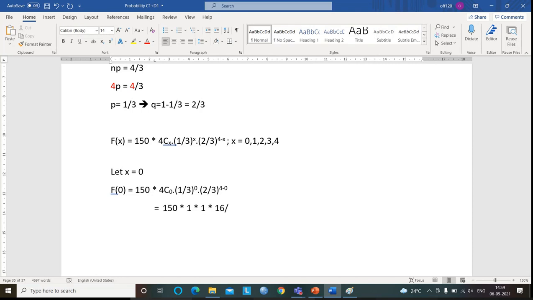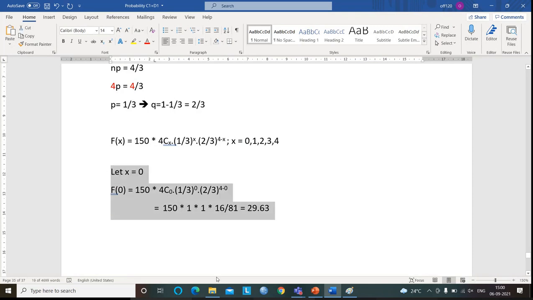So 16 divided by 3 power 4. 3 3s are 9, 9 3s are 27, 27 3s are 81. So what is the answer here? 150 into 16 divided by 81. So this value comes to 29.63. So new f of x equal to 0, new f of 0, the value is 29.63. Okay.